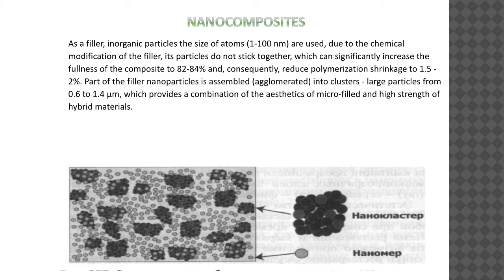Nanocomposites. As a filler, inorganic particles the size of atoms, 1 to 100 nanometers, are used. Due to chemical modification of the filler, its particles do not stick together, which can significantly increase the filler content of the composite to 82 or 84%, and consequently reduce polymerization shrinkage to 1.5 to 2%. Part of the filler nanoparticles is assembled into clusters, large particles from 0.6 to 1.4 micrometers, which provides a combination of the aesthetics of microfill and high strength of hybrid materials.